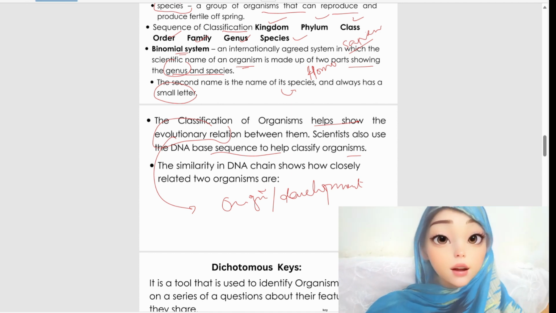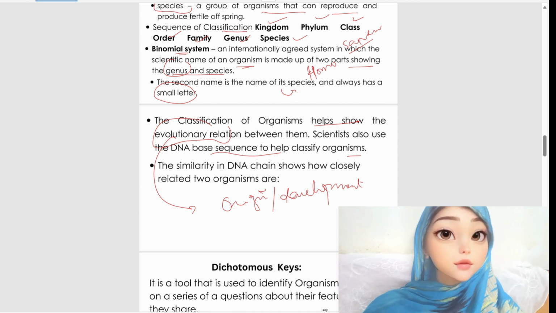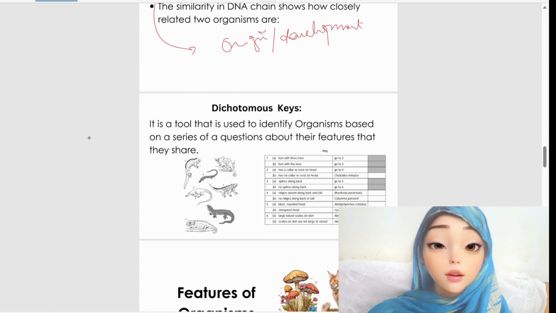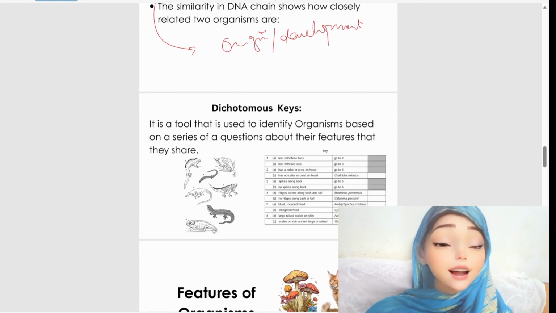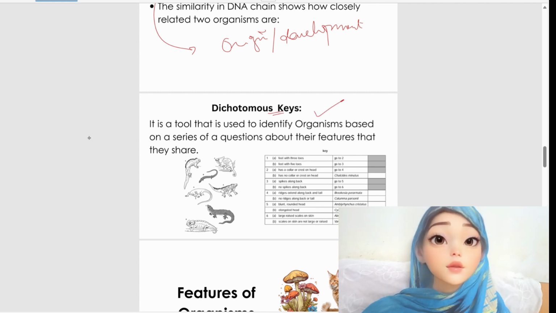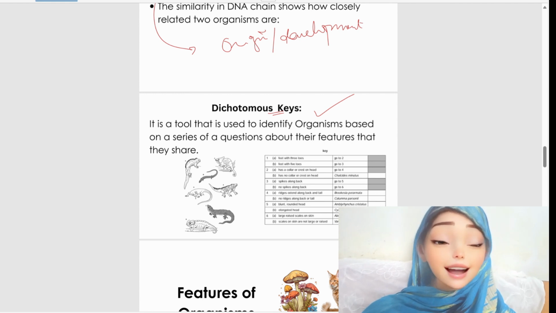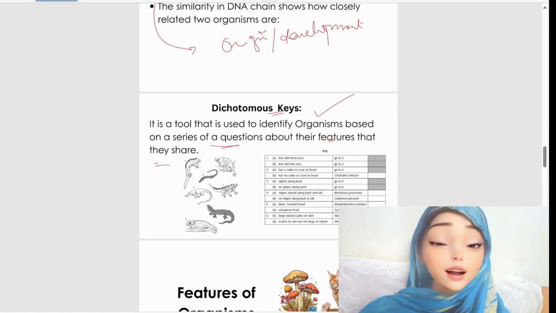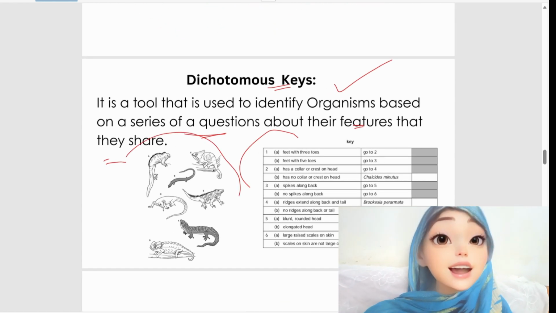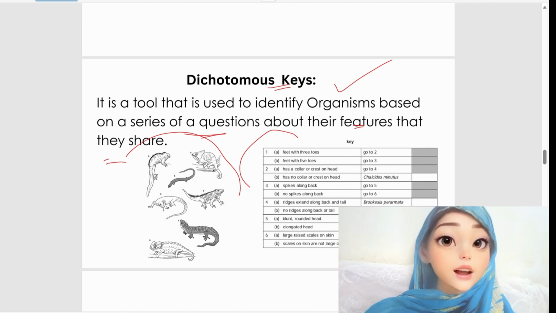Now let's move on to the dichotomous key, and this is very important from the exam point of view. The dichotomous key is a tool that is used to identify an organism based on a series of questions about the features that they share. Here is a feature of an organism, and these are the organisms. So you have to identify the name of the species according to their features.